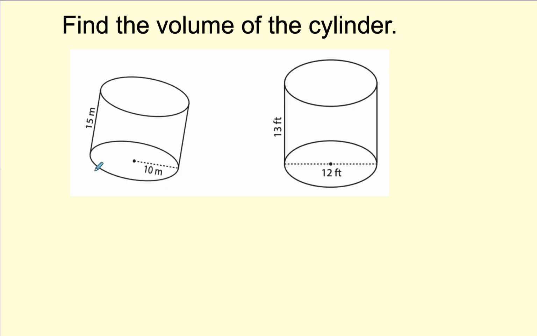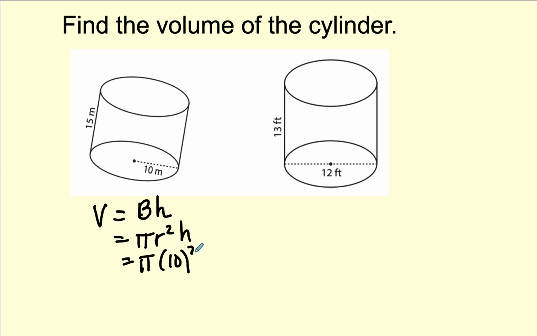Let's go ahead and find the volume of these two cylinders. The volume is equal to the area of the base times the height. The area of the base is a circle formula, which is pi r squared h, and then we're going to put 10 in here, and then the height will be 15. Now 10 squared will be 100, so the answer is 150 pi. And then this will be meters cubed.